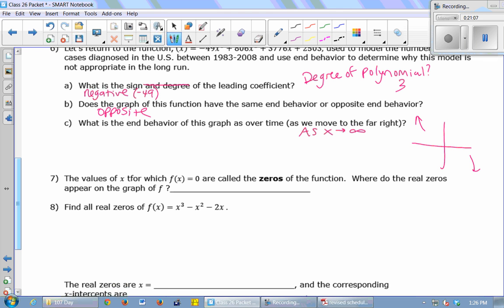So as x approaches infinity, the polynomial, f of x, approaches negative infinity. That makes it a bad model because we can't have a negative number of AIDS cases. So the end behavior makes this a bad model for long-term predictions. It could be a good model for small amounts of time, but a bad model in the long run.